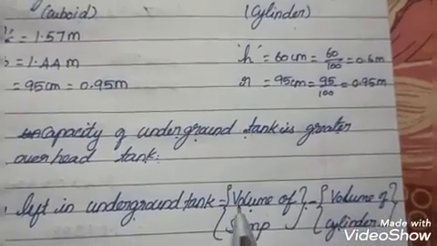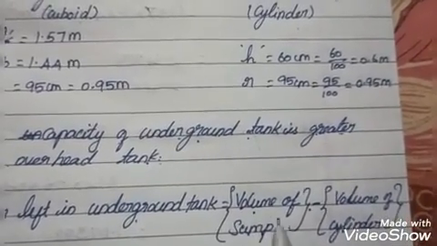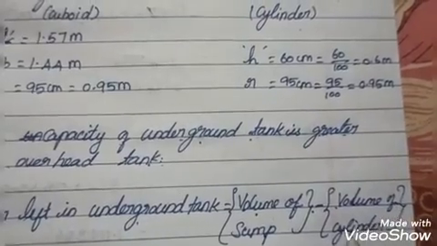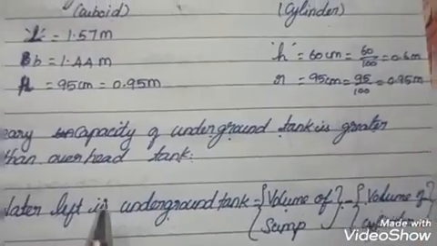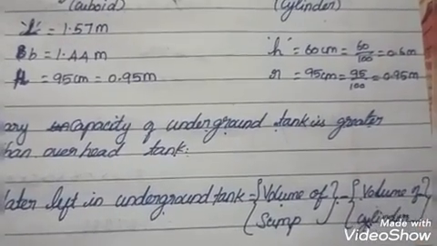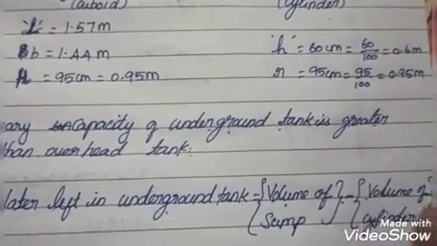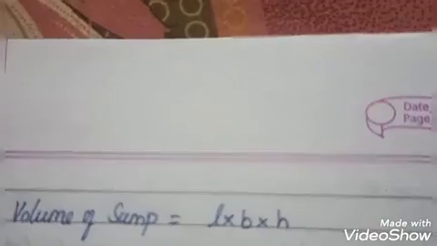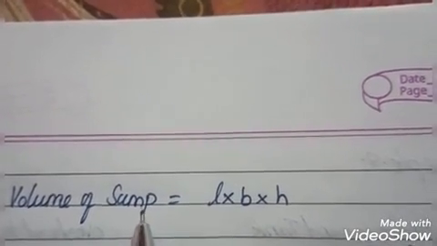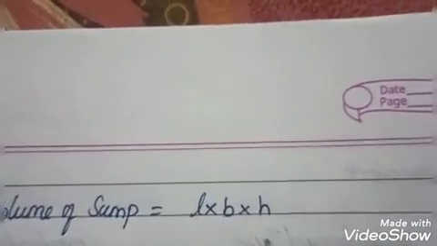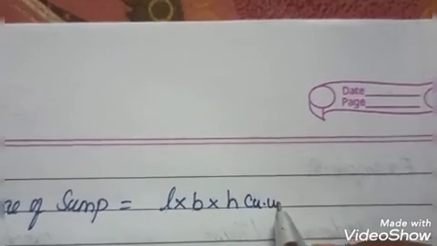So first you need to find out the volume of the sump, and next you need to find out the volume of the cylindrical tank, that is the overhead tank. You need to subtract, which means you get how much water is left in the underground tank, that is the volume of water left in the sump. So the volume of the sump is nothing but the underground tank. The underground tank is in the shape of a cuboid, so L into B into H cubic units.